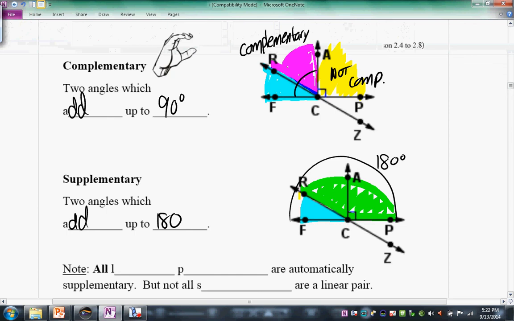But wait, that looks like a linear pair. That's true. All linear pairs are automatically supplementary, but not all supplementary angles are going to be linear pairs.